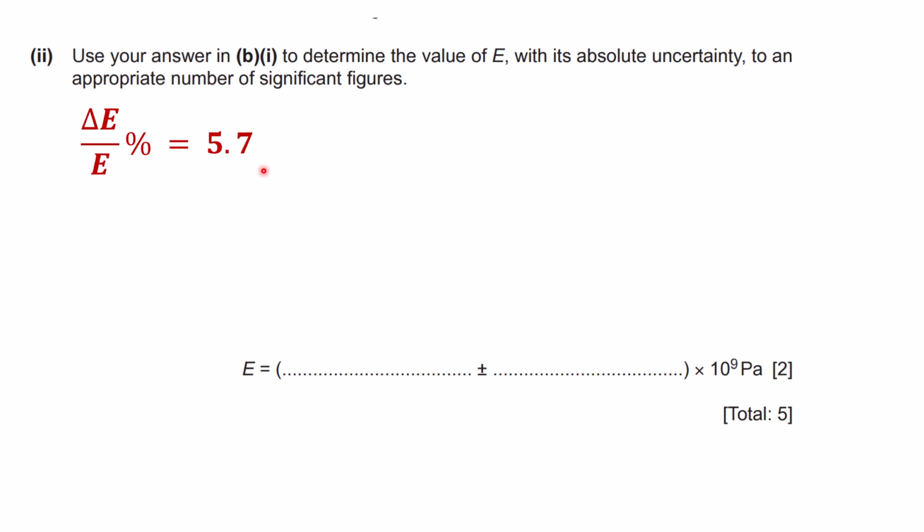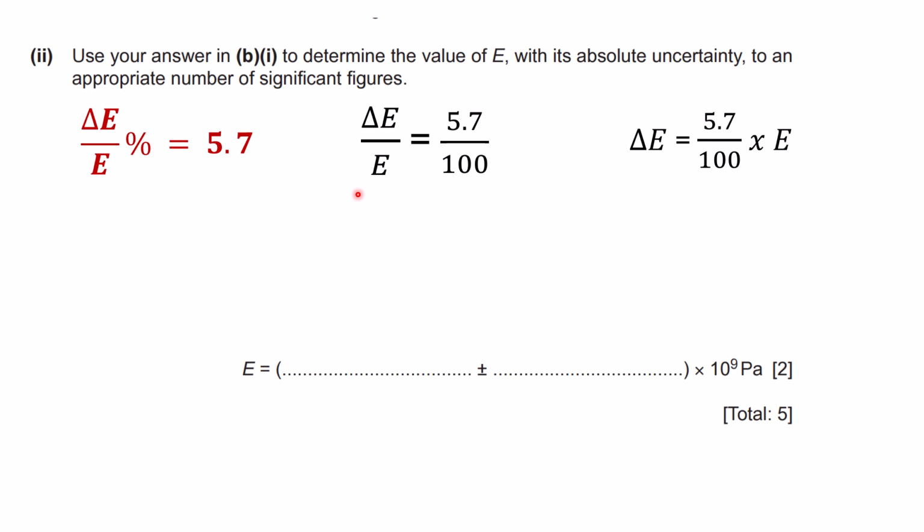Now everything we have is percentage. In percentage we don't have a unit. So this is what you need to do. The next step is to convert the percentage to a regular number. So you get 5.7 divided by 100. Now you see the percentage here disappears. Great. The next step, you are going to multiply this by E. So it's just kind of cross multiplication. So the absolute uncertainty of E is 5.7 divided by 100 times the value of E.